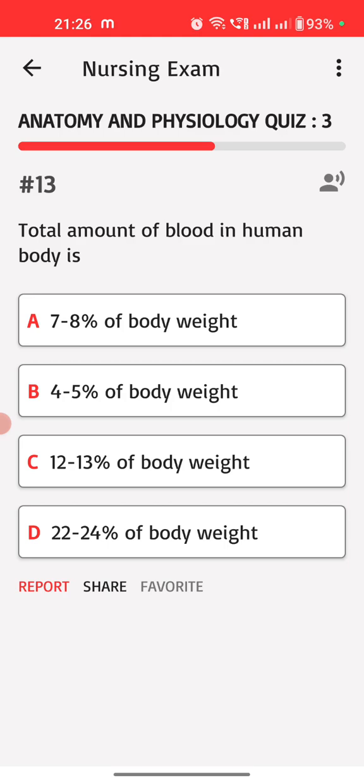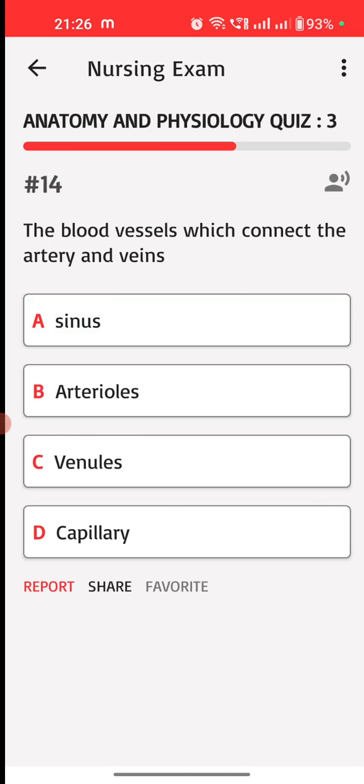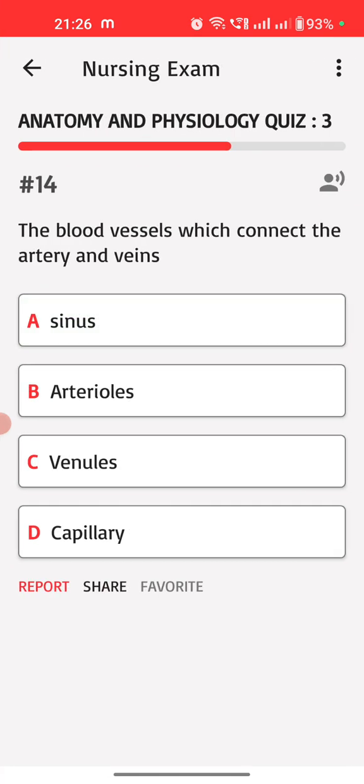Total amount of blood in human body is A. 7 to 8% of body weight. B. 4 to 5% of body weight. Correct answer. The blood vessels which connect the artery and veins. A. Sinus. B. Arterioles. C. Venules. D. Capillary. Correct answer.